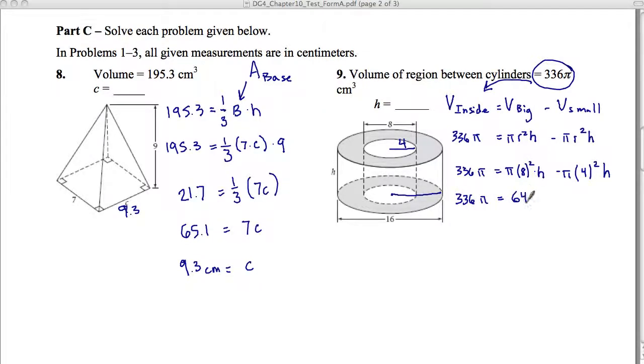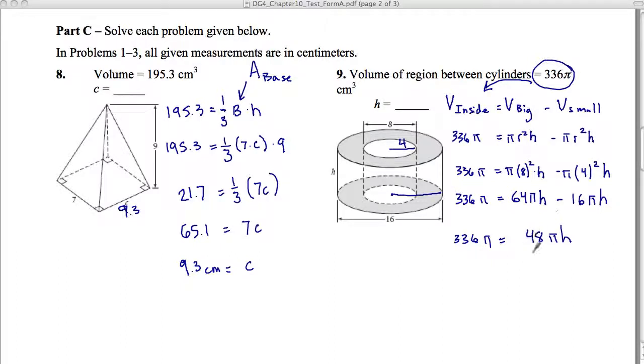336 pi is equal to 64 pi h minus 16 pi h. Okay, now we have 64 pi h's. We're subtracting 16 pi h's. What we get is 48 pi h's. So on this side, we're left with 48 pi h, and on this side, 336 pi.